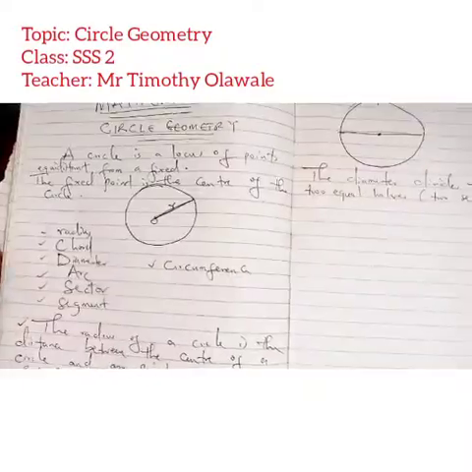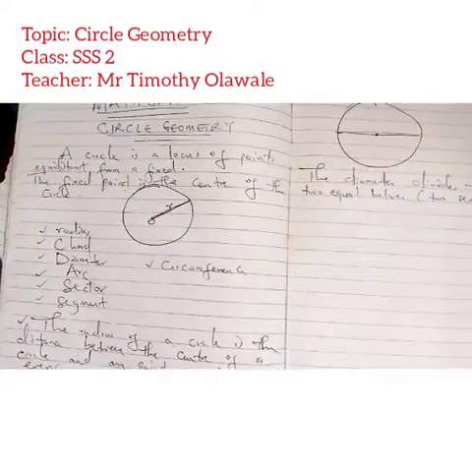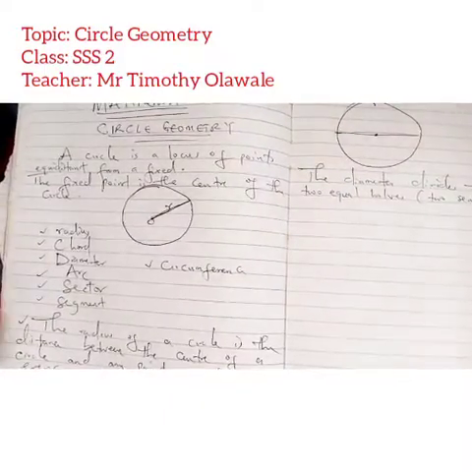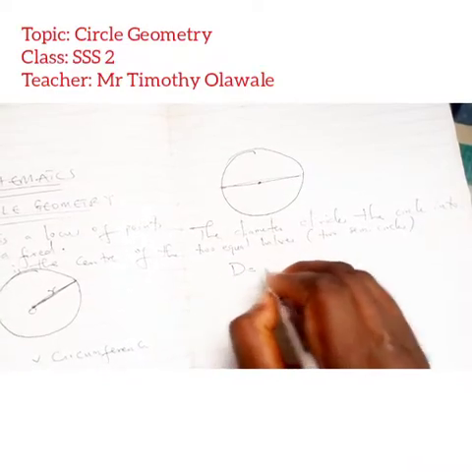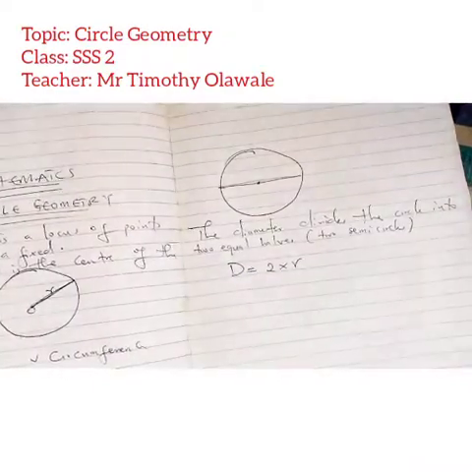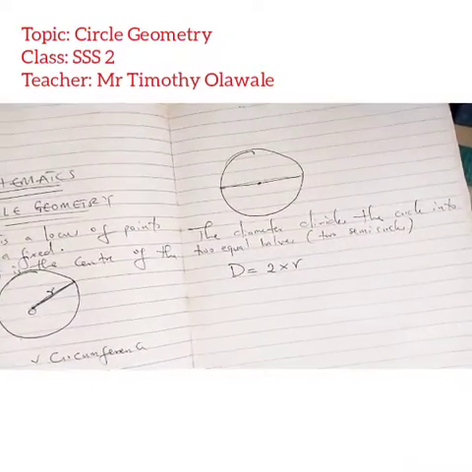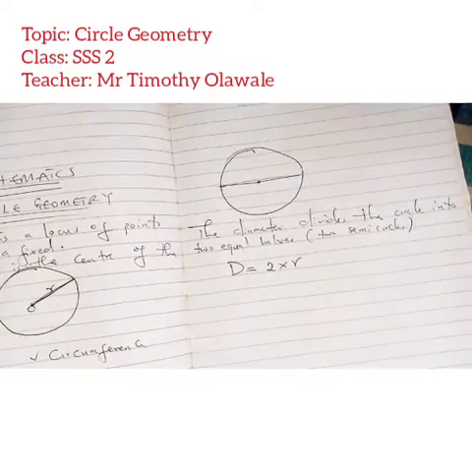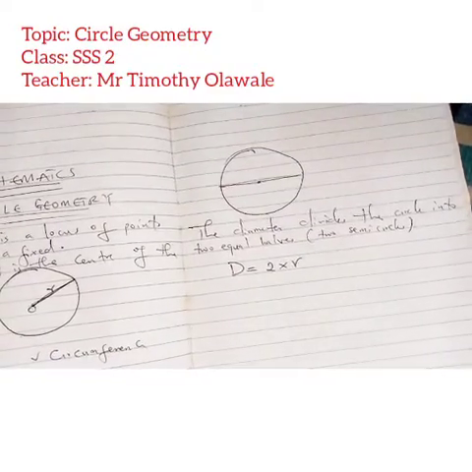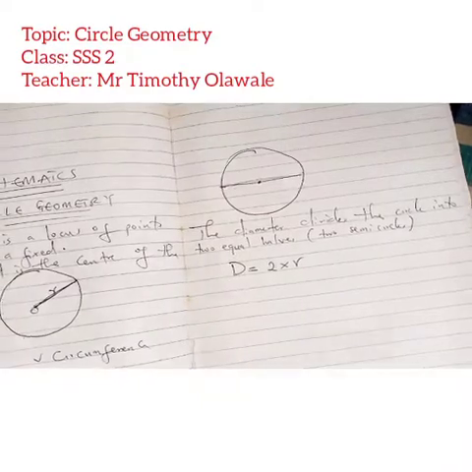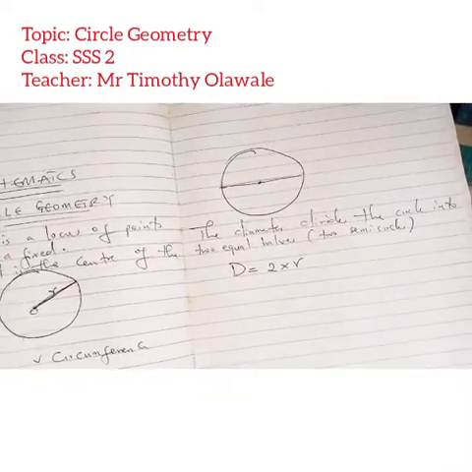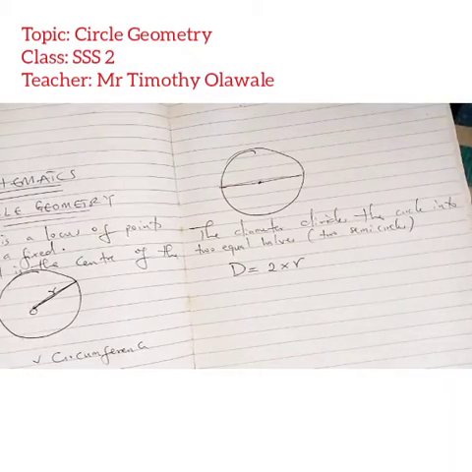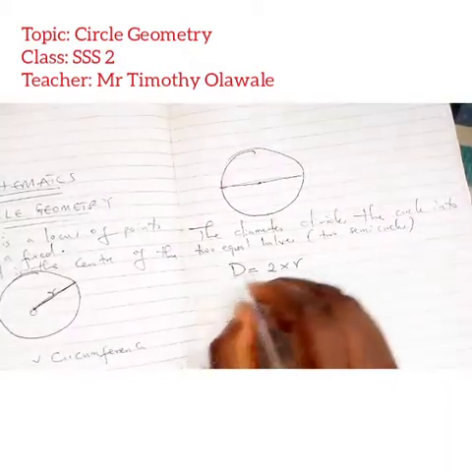We have looked at radius, we have looked at diameter. And another thing I want to say about diameter is that diameter equals 2 times radius. I need you to ensure you are taking notes as I'm teaching you. Diameter equals 2 times radius. Are you with me? Okay, so now let's leave the issue of radius, the issue of chord. Now let me talk about circumference.